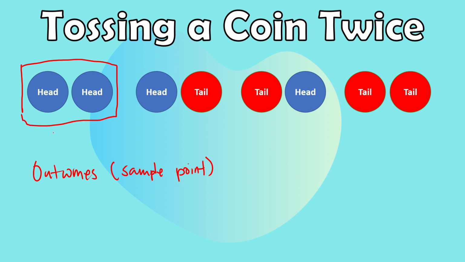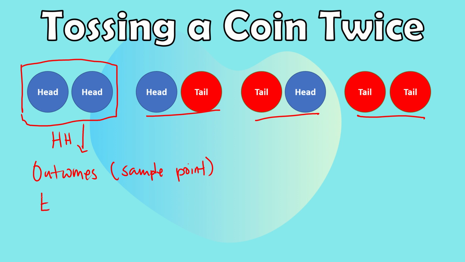Head and head. So both are heads. That is one outcome. Next, another outcome, head and tail. This is the second. Ito yung isa pang outcome, tail and head. Then, last outcome ay tail and tail. So, ilang outcomes meron tayo? So, there are 1, 2, 3, 4 outcomes. So, yan po yung outcomes.